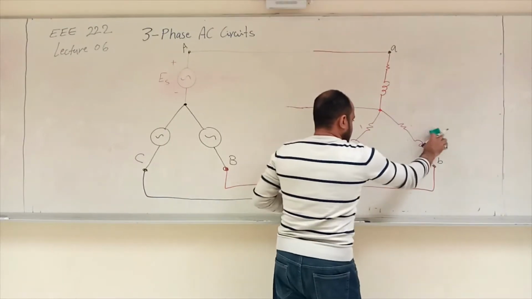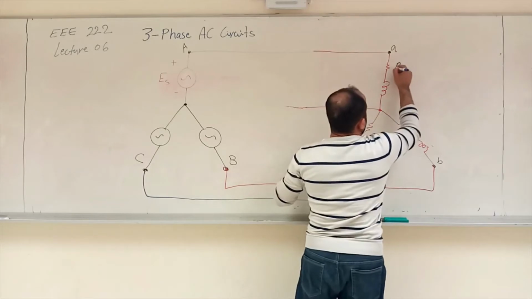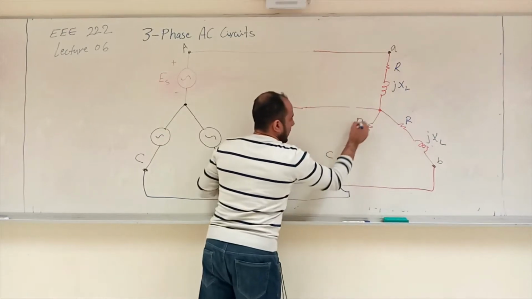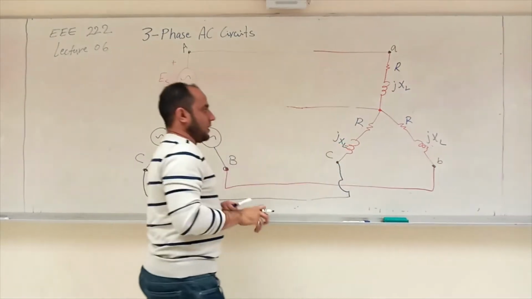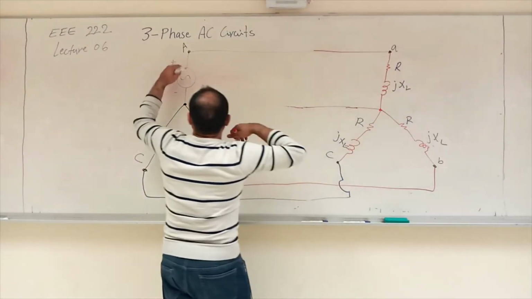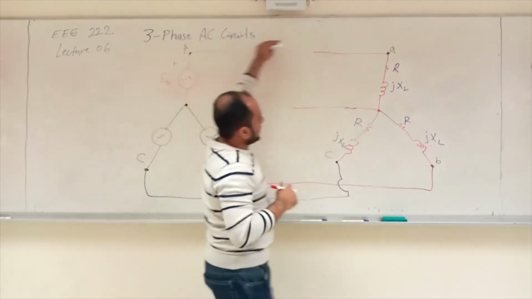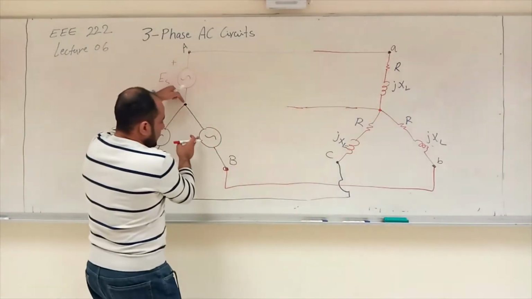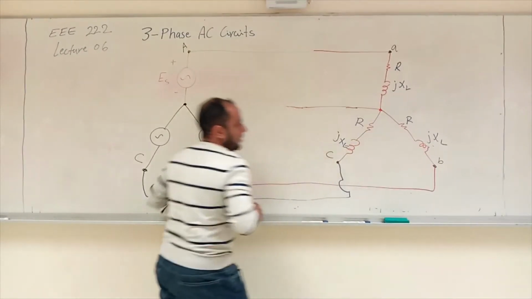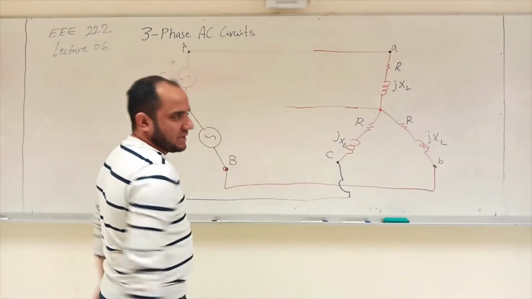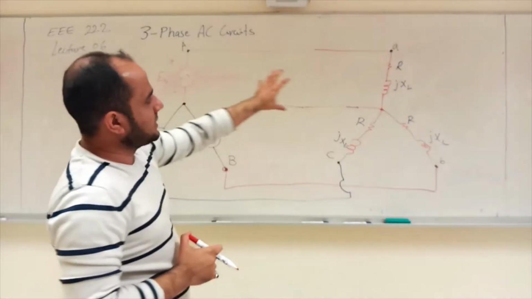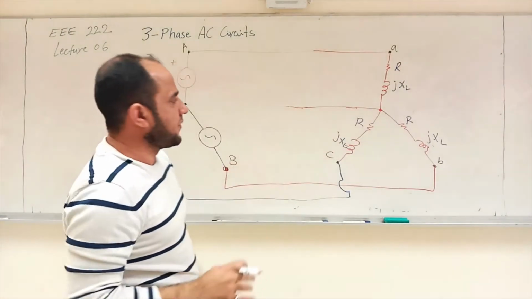So let's put them again. This is R jXL, this is R jXL, and this one is again R jXL. And as you can see, this source is supplying the load here, this source is supplying the load here, and this source is supplying the load here. We call it a three-phase system. Let's think a little bit about the shape, the shape of the source side and the shape of the load side in terms of connection.